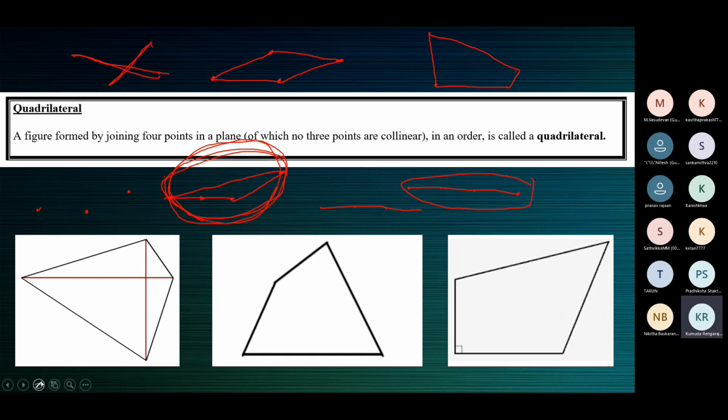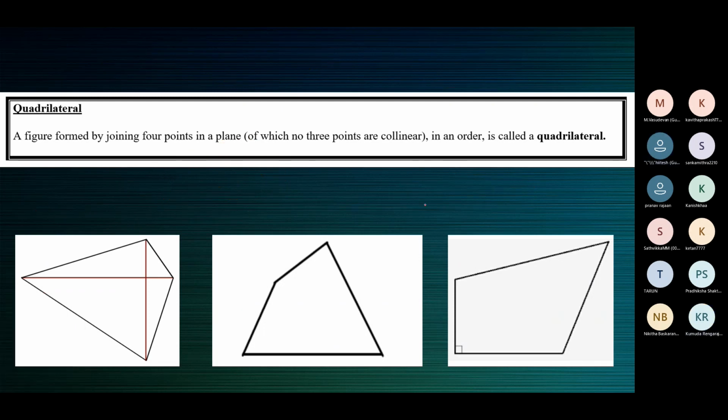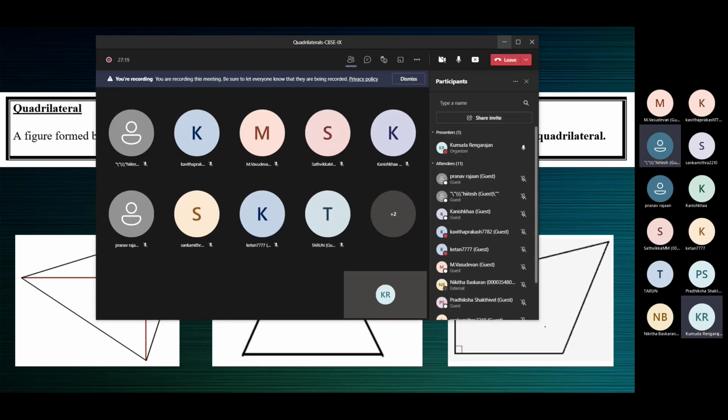Is the definition clear, children? Yes, ma'am. Clear. Where are the others in the class? Do we all understand? Yes, ma'am. All right. Please take the effort, unmute and tell me. I can still see some of you not acknowledging. Have you all understood? The others? Yes, ma'am, understood.